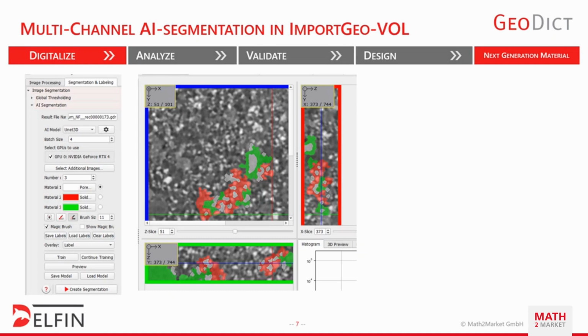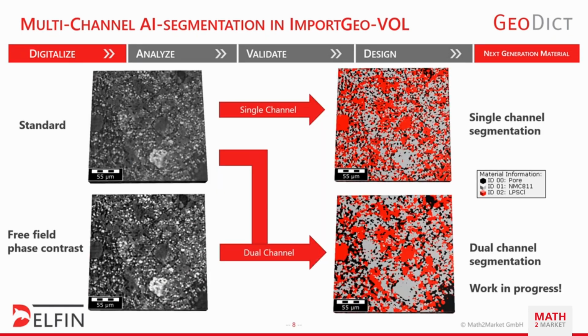This is kind of hard to do when you only have one scan, but if you can switch back and forth between the free field contrast and the high resolution scan, you get a better idea what you're actually labeling. And in the end, we can take the segmentation of both channels, the standard and the free field contrast, and put this into a dual channel segmentation.